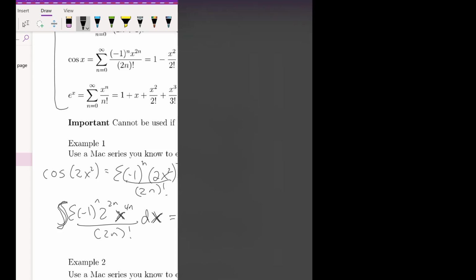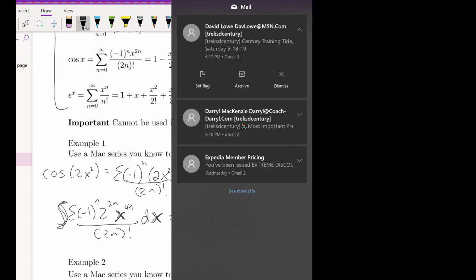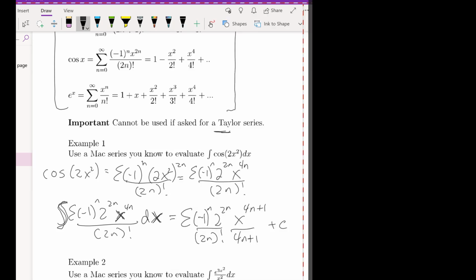And I'm going to add 1 to the exponent. Oops, what's going on? Collapse, go away, stop, clear, stop. Okay. Sorry about that. Okay, so then I have 3 to the n, x to the 2n minus 1, n factorial, 2n minus 1 in the denominator, plus c.